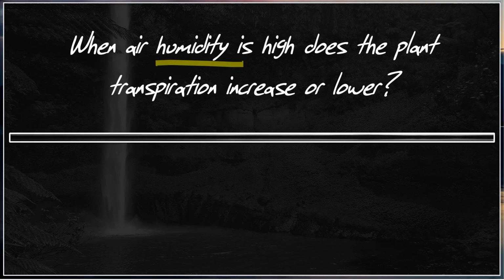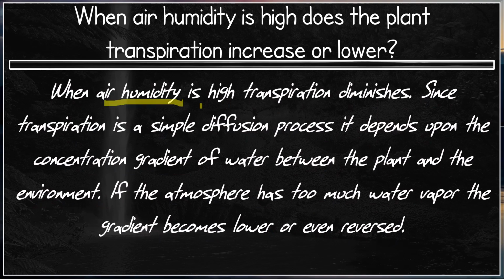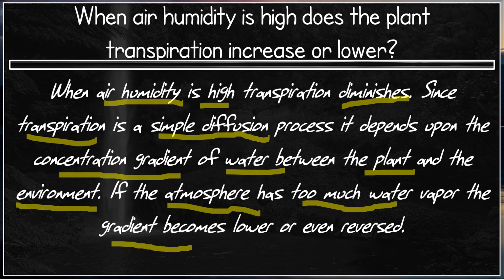When air humidity is high, does the plant transpiration increase or lower? When air humidity is high, transpiration diminishes. Since transpiration is a simple diffusion process, it depends on the concentration gradient of water between the plant and the environment. If the atmosphere has too much water vapor, the gradient becomes lower and even reversed.